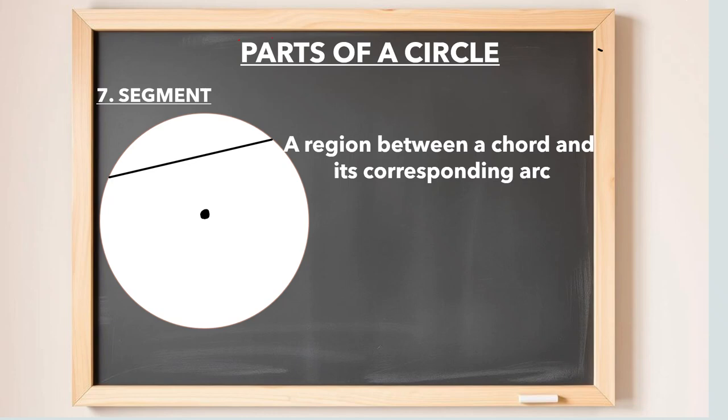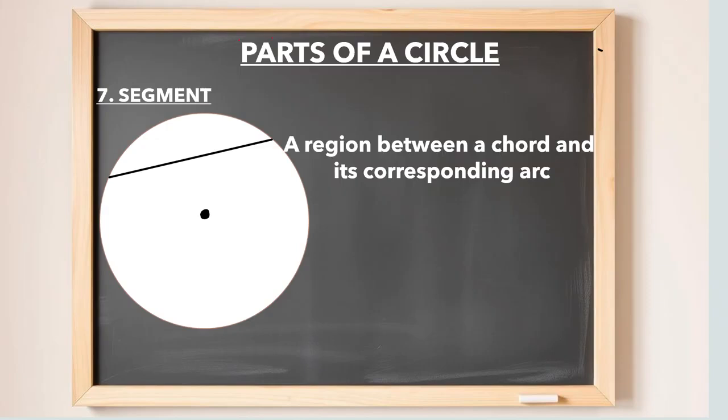Now look at this. This is a chord. This line is a chord. And this is an arc. So the region between this chord and this arc is called a segment. So this entire region here is called a what? A segment. You can see the space where the cursor is moving. This is called a segment.